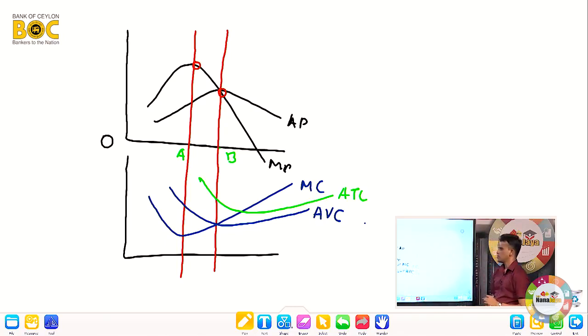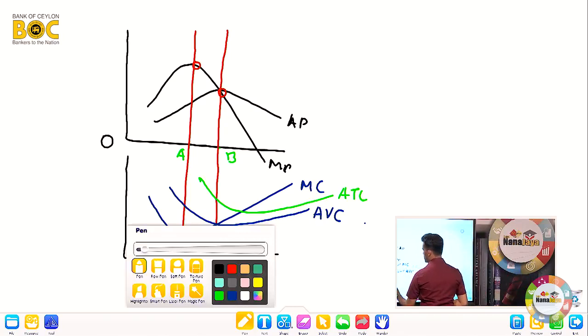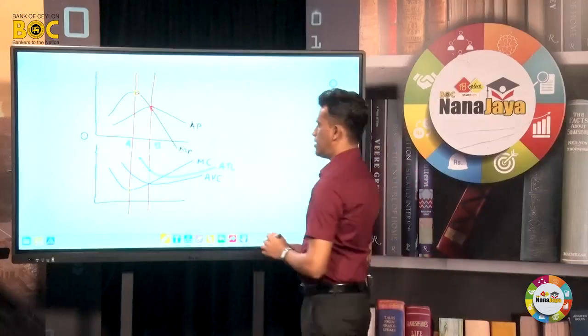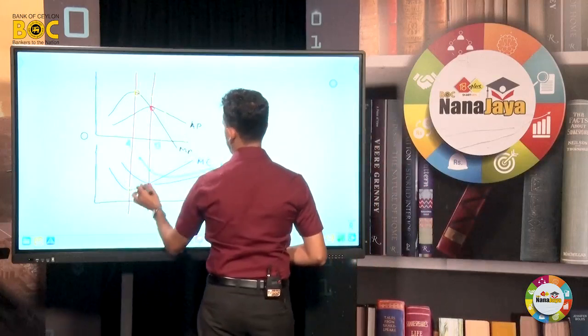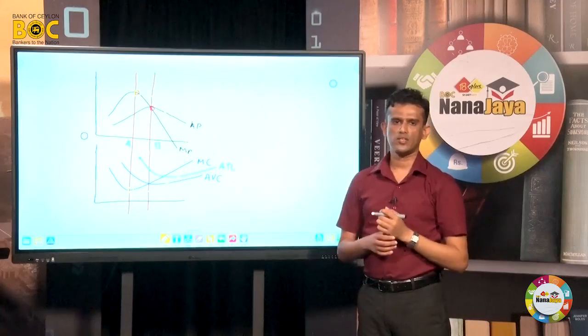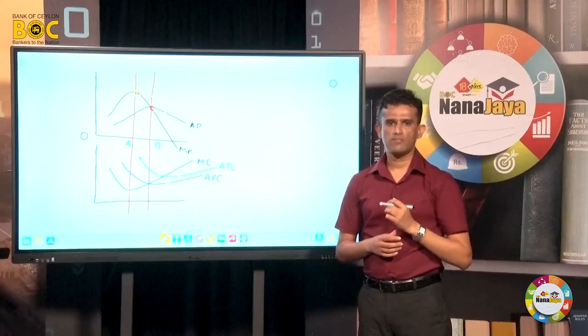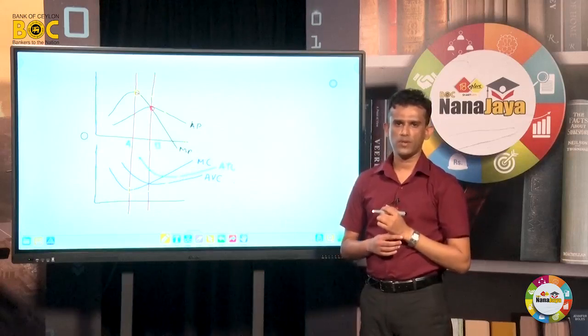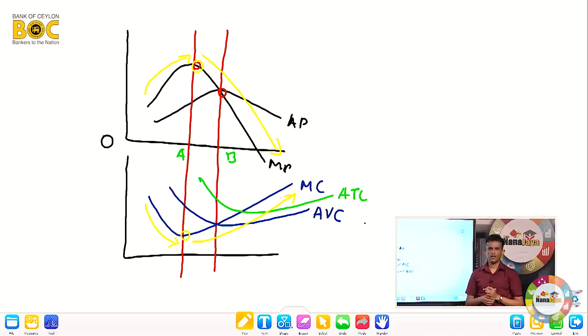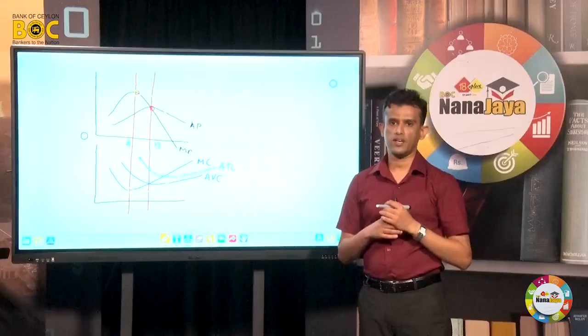When marginal product increases, marginal cost goes down. When marginal product goes to its maximum point, marginal cost goes to its minimum point. And when marginal product decreases, marginal cost is going up. Therefore, we say that the marginal product curve and the marginal cost curve are representing a mirror effect.